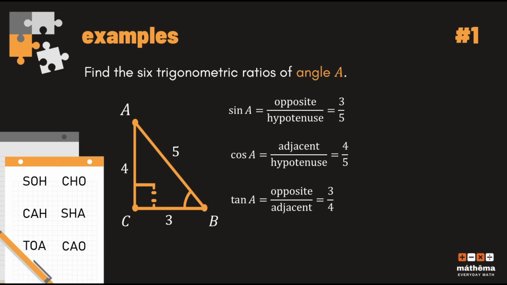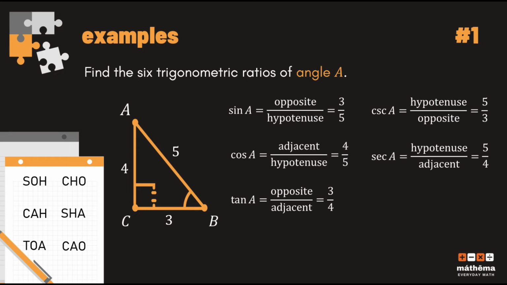Tangent of A, we have opposite over the adjacent side. So we have 3 over 4. Cosecant of A, hypotenuse over the opposite side. Hypotenuse is 5. Opposite side is 3. So we have 5 over 3. Secant of A, hypotenuse over the adjacent. Hypotenuse is 5. Adjacent is 4. So we have 5 over 4.